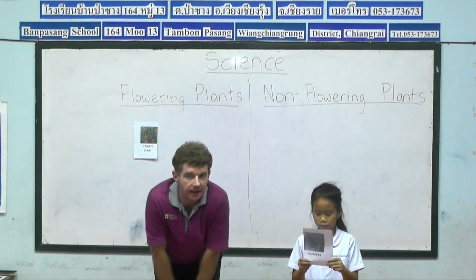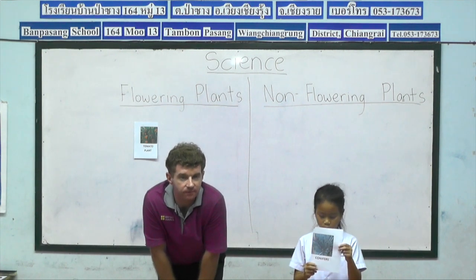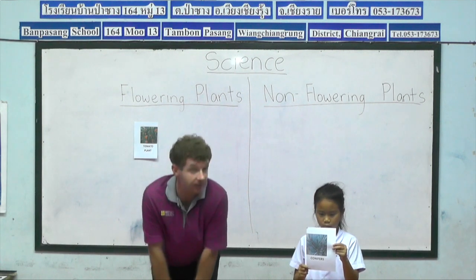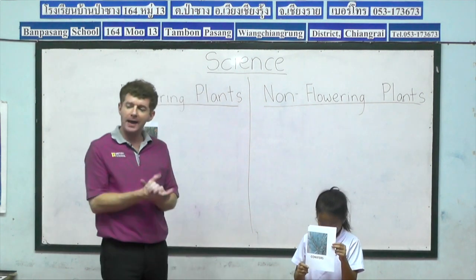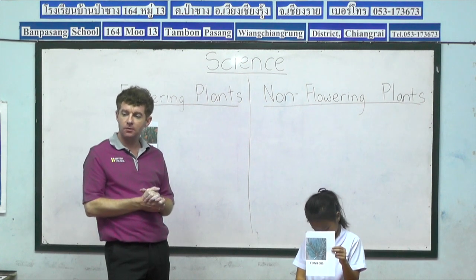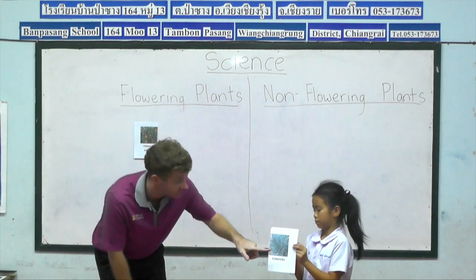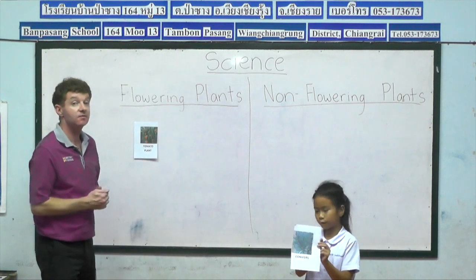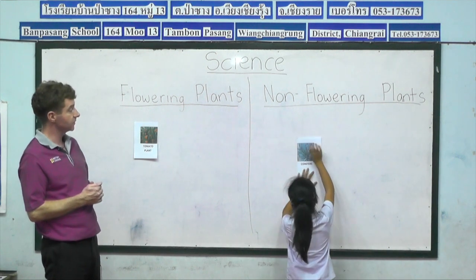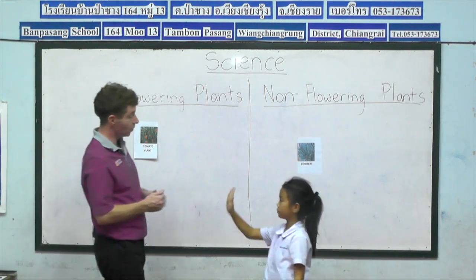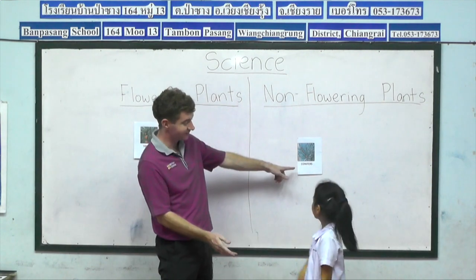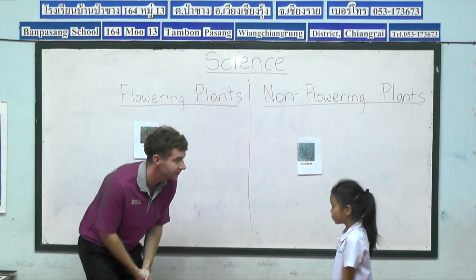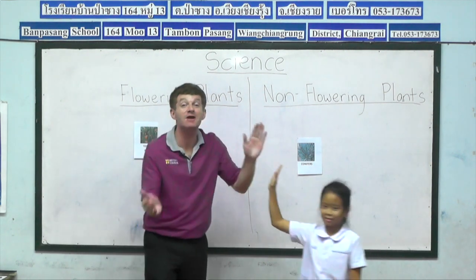So what can we see here, guys? What's the name of our plant? Conifer. Now, do we think conifer is flowering? Non-flowering. Why do you say non-flowering? Exactly, and you can see hardly any colour. So we can say conifer, non-flowering. Well, that's excellent. One more time. Conifers, non-flowering plants. Perfect. High five. Big round of applause for Prel.